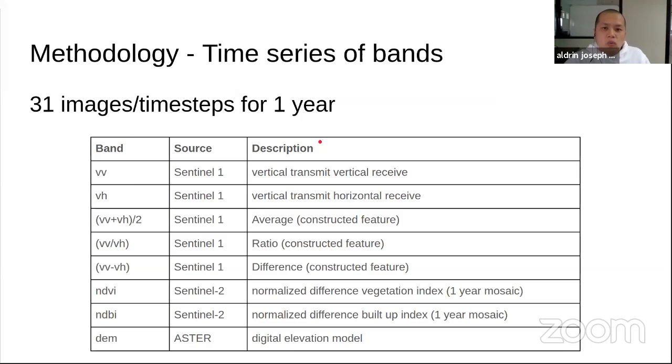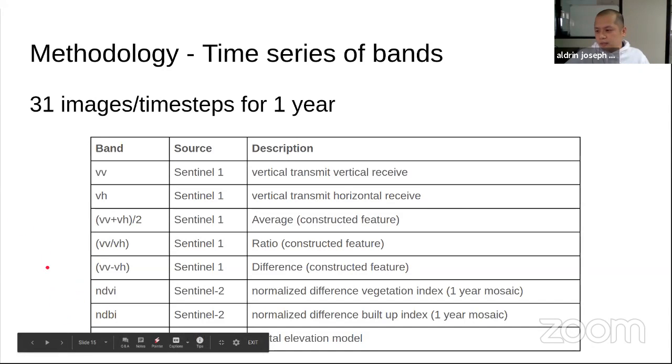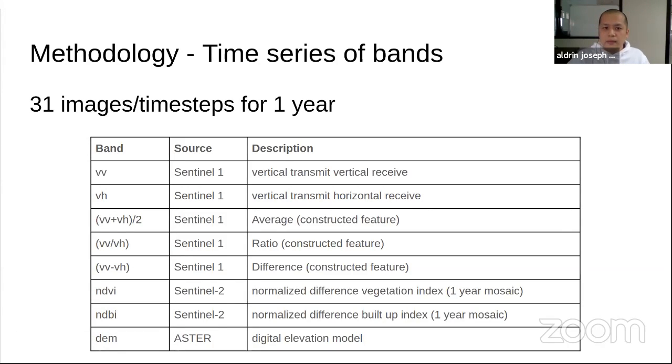So now that we know which points are labeled and we extracted the values for each band for the whole year, there are 31 images with 8 bands. These first 2 bands are native to Sentinel-1. These 3 are feature generated or derived bands, and these are from other sources. From Sentinel-2, a 1-year mosaic and elevation data were also added.